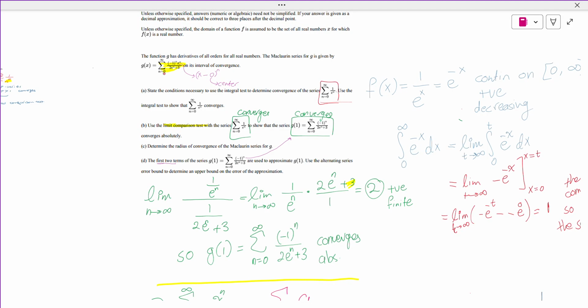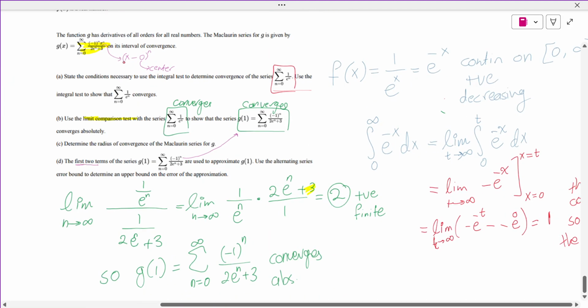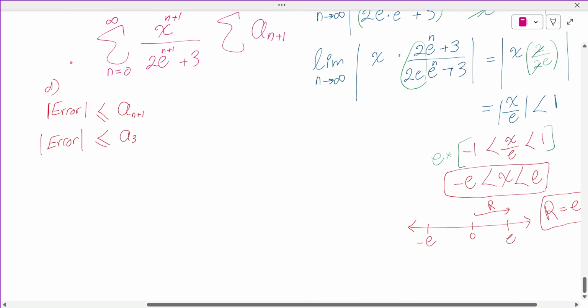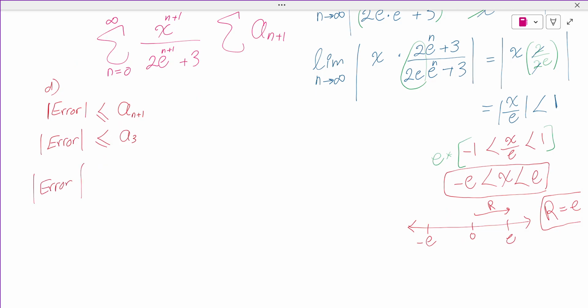So the first term is by substituting n equals what? 0. And the second term we substitute 1. The third term will be n equals what? 2. So you will plug in n equals 2. So the error is going to be 1 over 2e to the power of 2. Not x, x is 1, right?